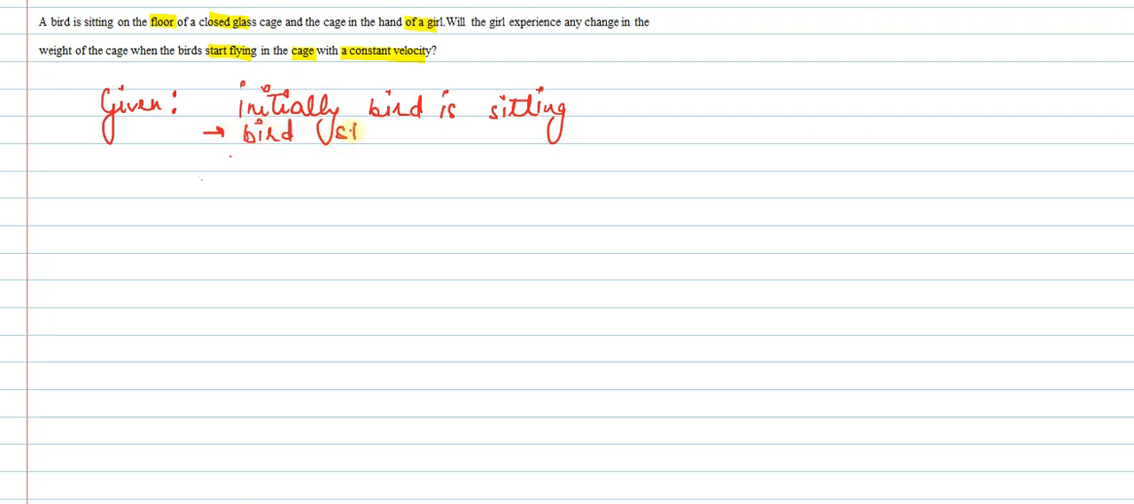Okay, so what we have been given, we have been said that there is a girl, she is having a cage in her hand, and initially the bird is not flying, bird is sitting in the cage. Okay, then the bird starts flying, so what we need to find out is we need to check whether there will be a change in the weight of the cage.